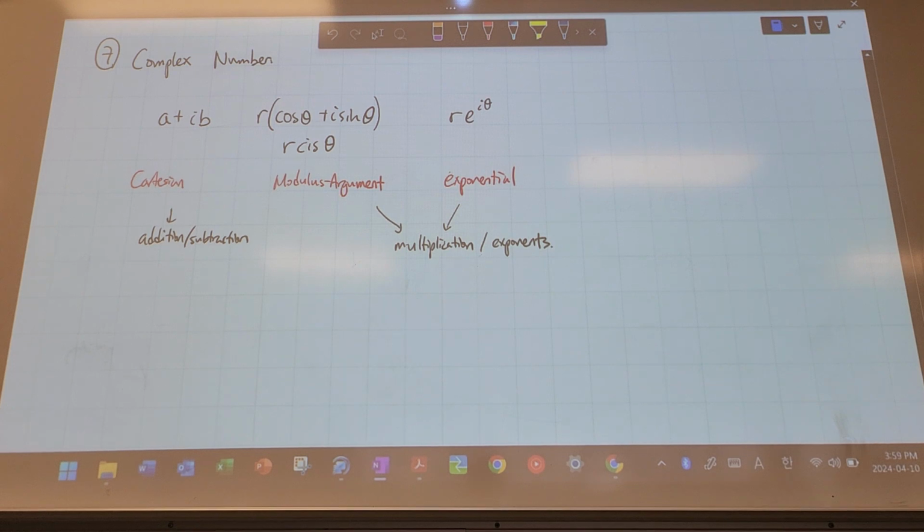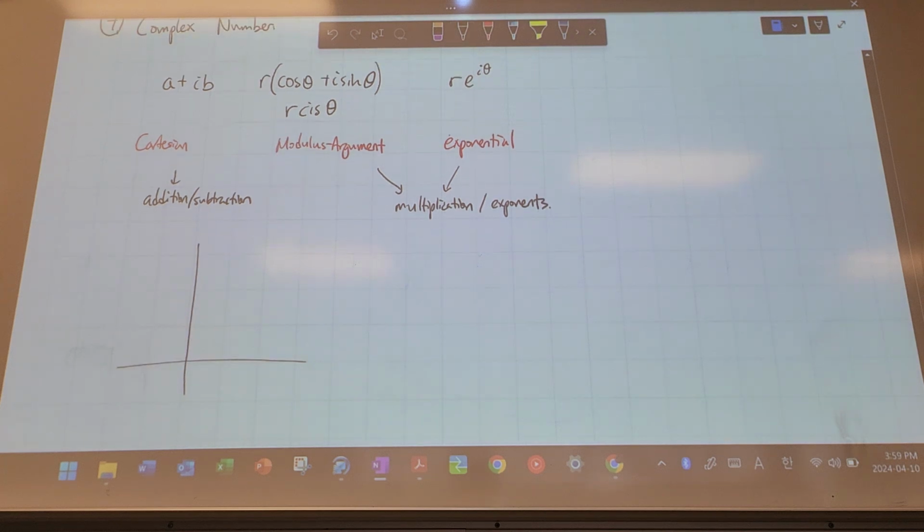Okay, and we need to know how to go from one form to the other, right? So usually you'll be given the Cartesian form, and if you want to multiply these Cartesian forms together, then it's better if you switch them to exponential, ultimately through the modulus argument form. So we need to think about the Cartesian form as on the Cartesian plane, right? That's why it's called Cartesian form. So remember that on the x-axis, the horizontal axis, we have the real value, and then we have the imaginary value. So the real value is the value of a, and the imaginary value is b.